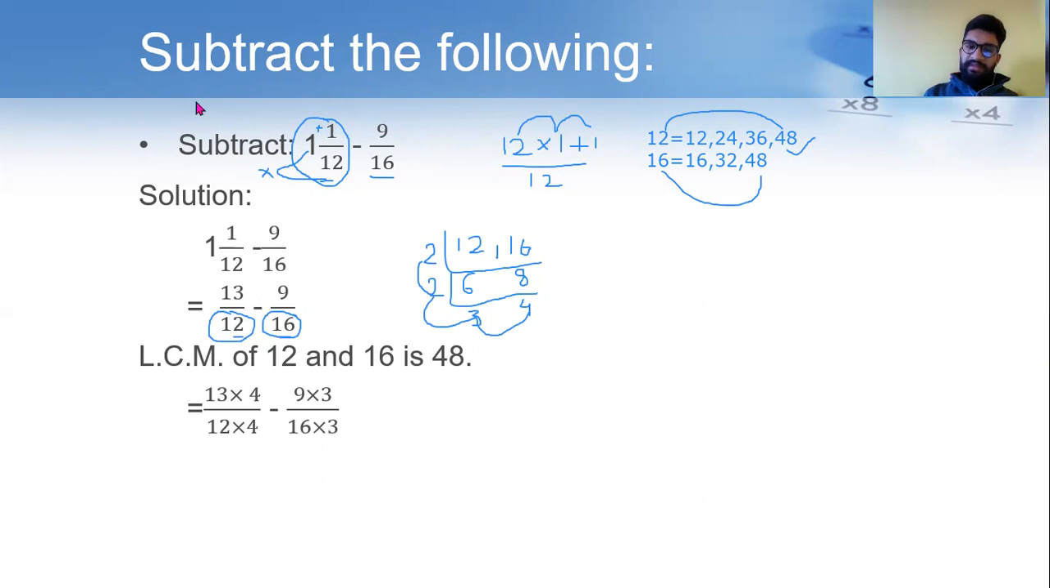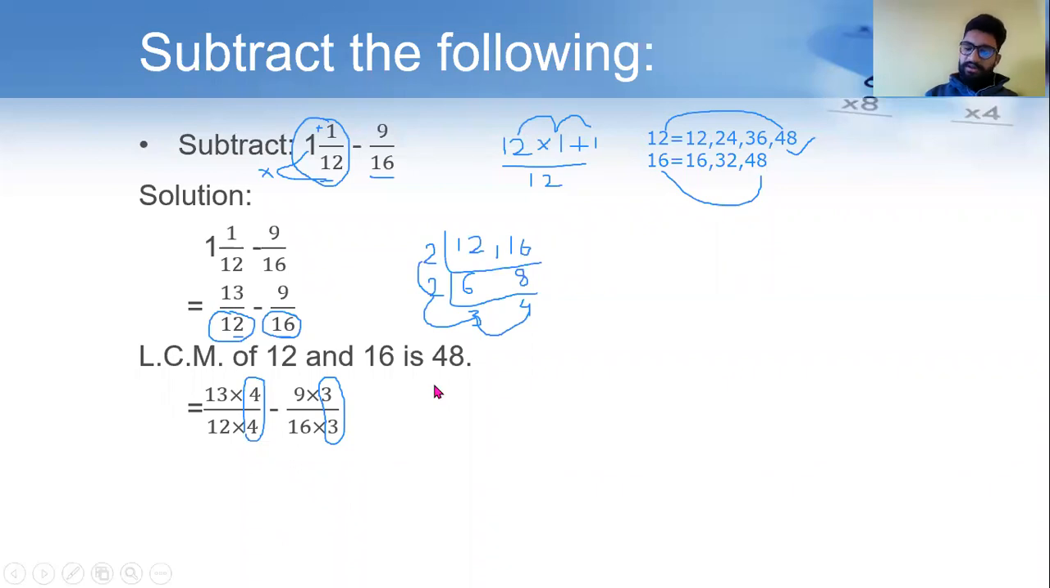If you multiply the denominator by 4, the numerator also should be multiplied by 4. Or if you multiply the denominator by 3, the numerator also should be multiplied by that same number, 3. That is the concept of equivalent fractions as well. So now find the product and subtract them.